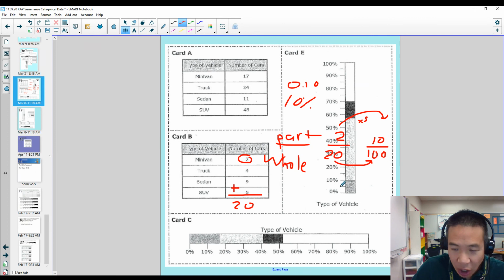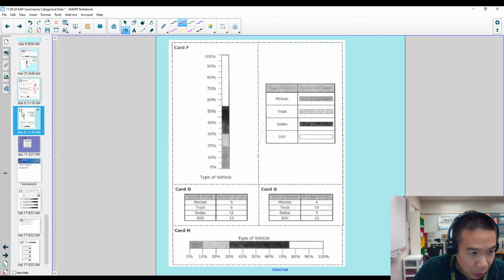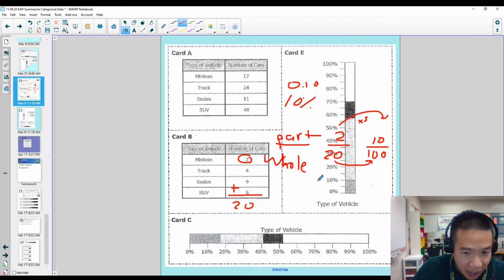So let's look at card E. In this one, is this 10%? It is. Is this 10%? No. Is this 10%, this part? No. Is this 10%? Oh, yes. So it could be either card H or card E. Let's look at the next one.